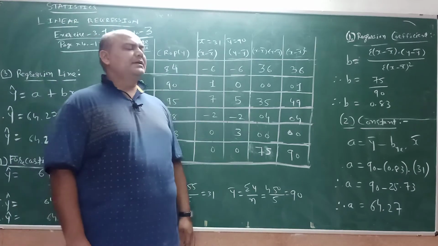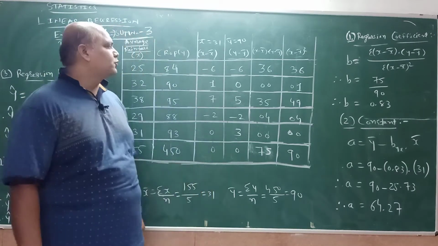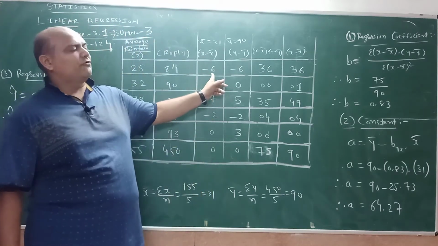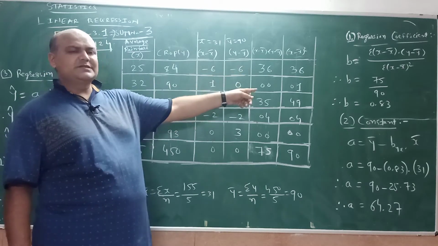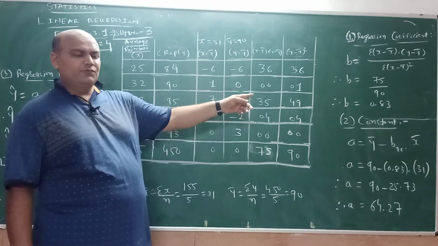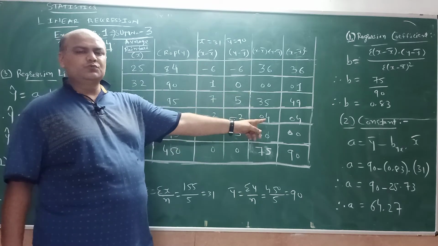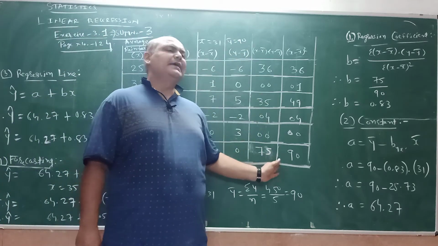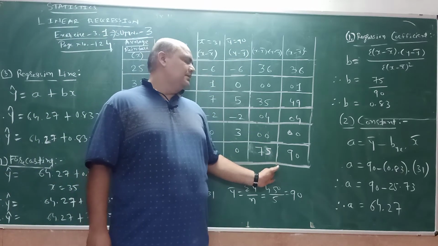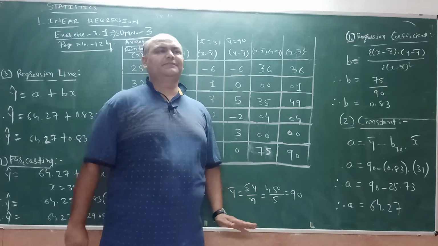The last column is x minus x bar, the whole square. Square of minus 6, 36. Square of 1, that is 1. Square of 7, 49. Square of minus 2, 4. Square of 0, that is 0. Do the total of the x minus x bar square column, that is 90.